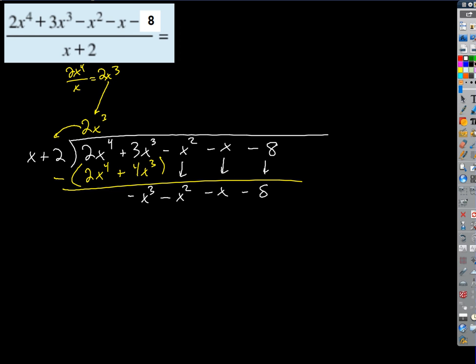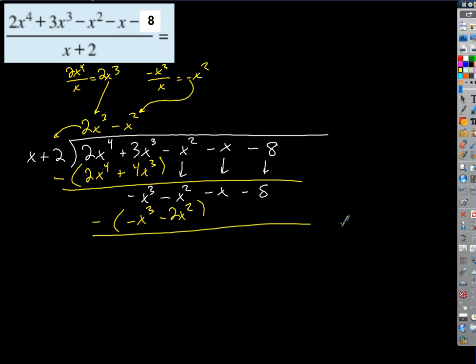Do it again. Okay, so we get negative x cubed divided by x is negative x squared. So that's our next term, right? And then we just distribute again. So negative x squared times x is negative x cubed. Negative x squared times 2 is negative 2x squared. I'll subtract the whole thing, right?